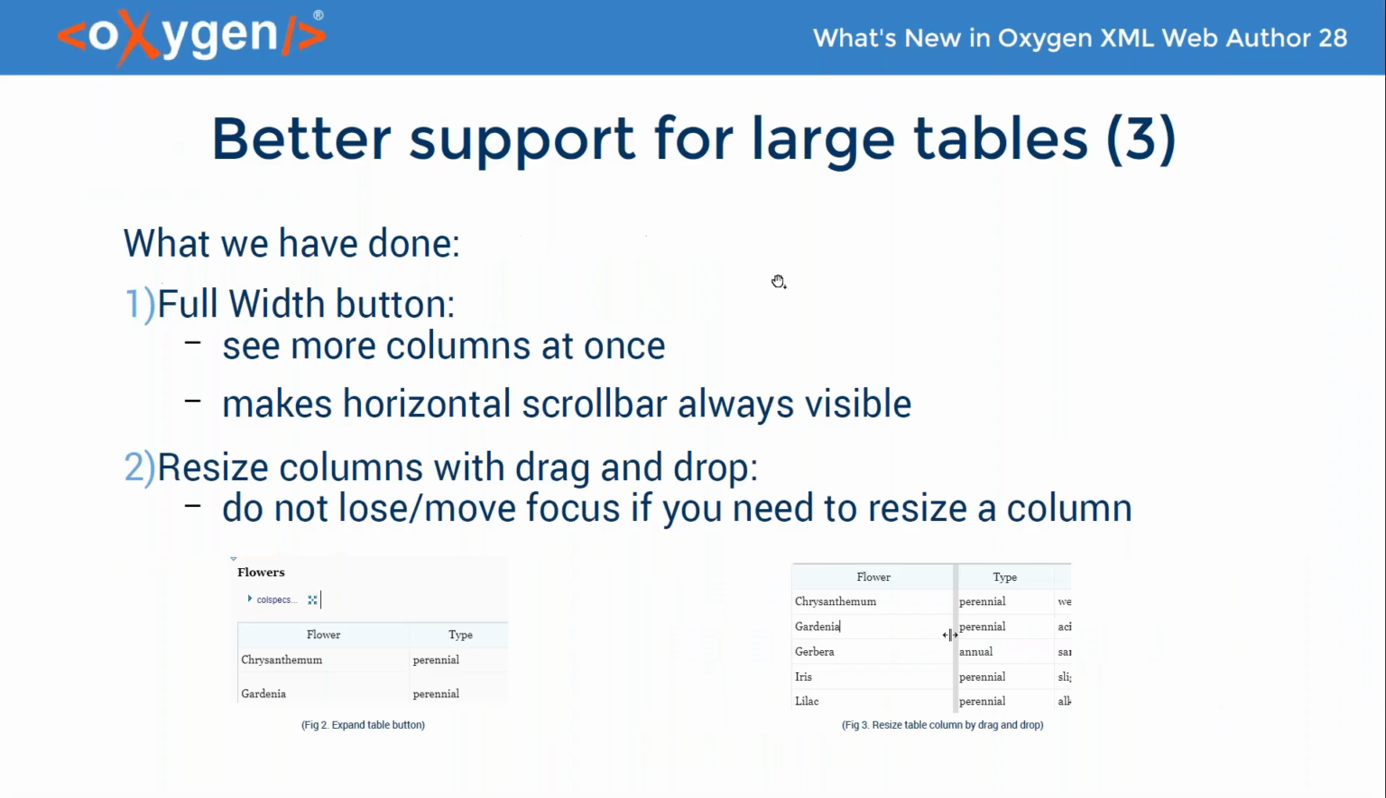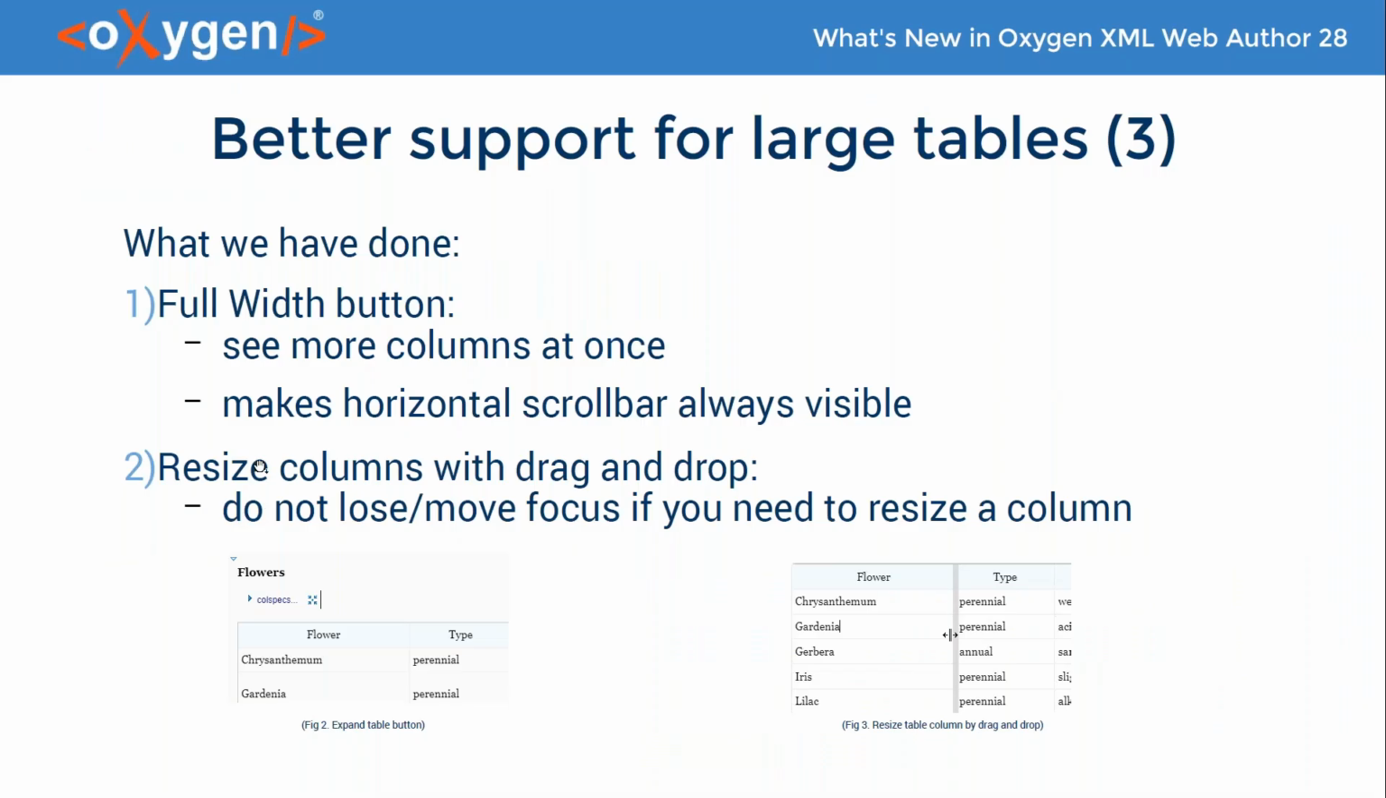But what exactly did we improve here? First, we added a full width button above the table that, when pressed, enters the full width mode and the document widens as much as possible, allowing you to see more columns at once. And also, when you press this button, the horizontal scroll bar becomes always visible, so from any place you can scroll either up or down or left or right.